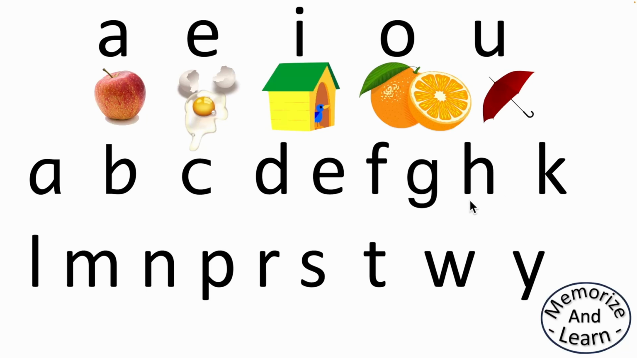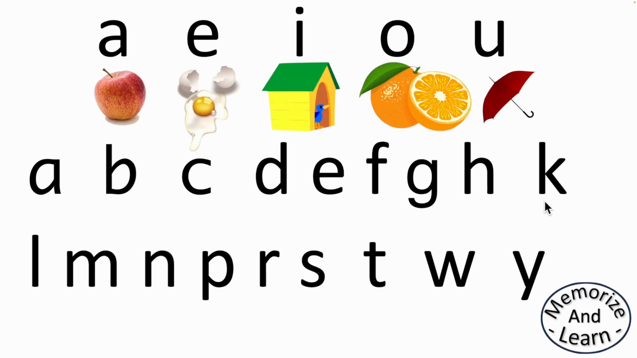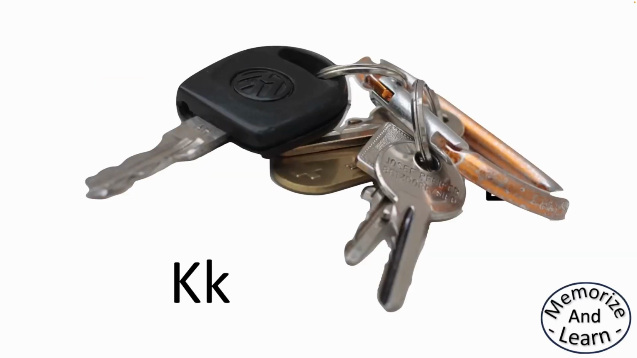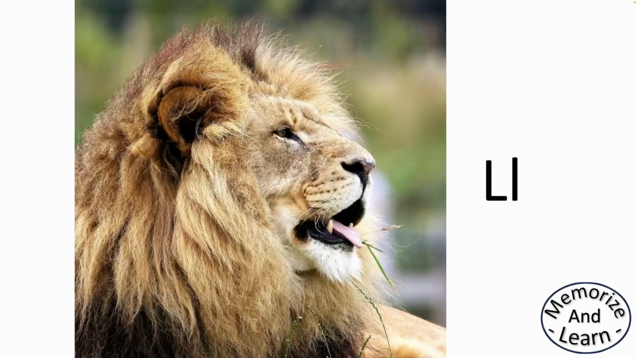H is difficult. When you say the name H, you cannot hear the sound of the letter. H makes the sound H. The word hat begins with the sound H. K and C make the same sound K. The word keys begins with the sound K. L is easy. At the end of the name L, you can hear the sound L. The word lion begins with the sound L.